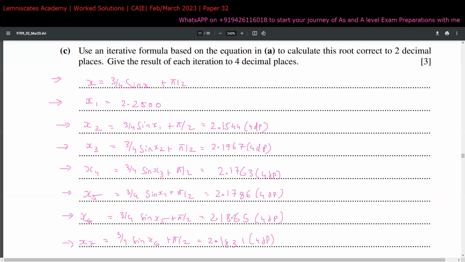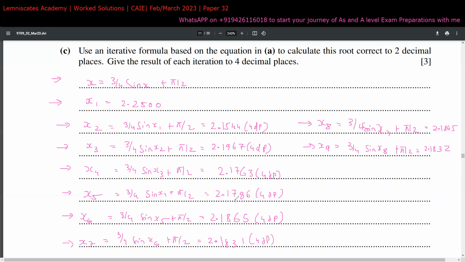Again, we are still not able to see that 2.18 is the answer. I guess one more iteration would help us confirm our answer. 3 by 4 sine of x7 plus pi by 2. And this value comes out to be 2.1845. I guess one last would be much better to identify that that's our solution. And this value is 2.1832. Now this confirms that correct to 2 decimal places, as we can see.